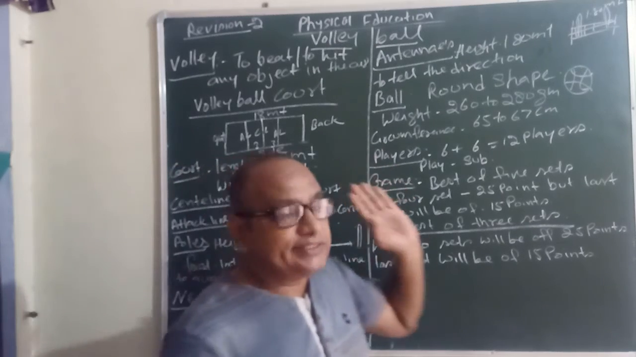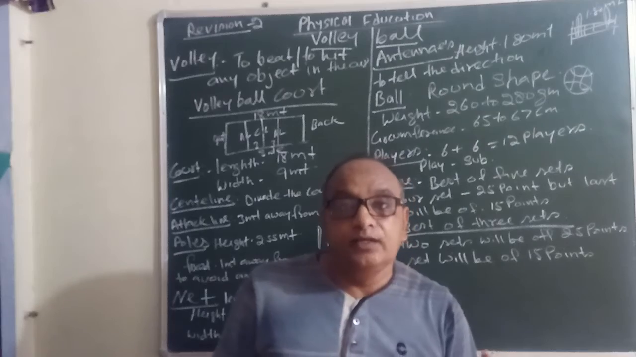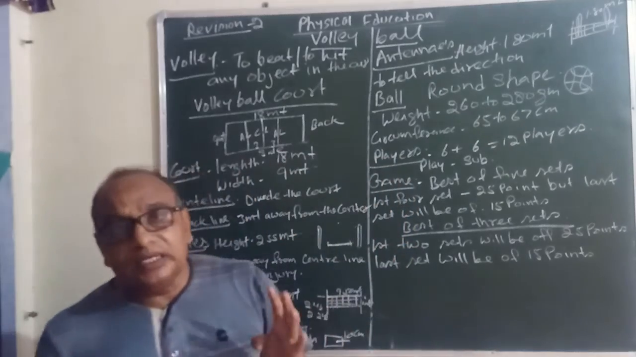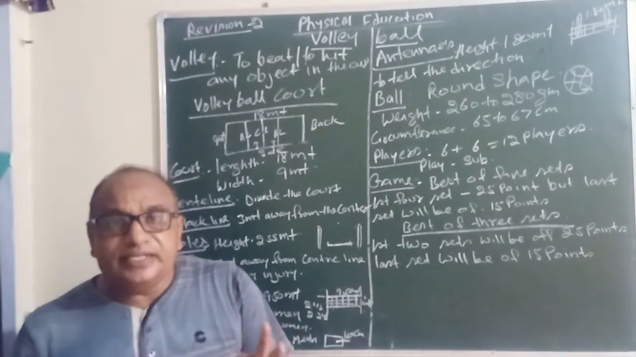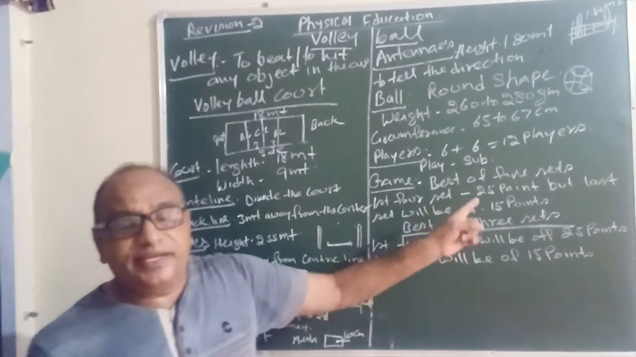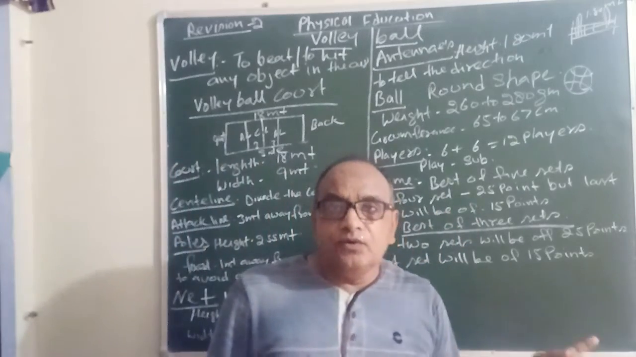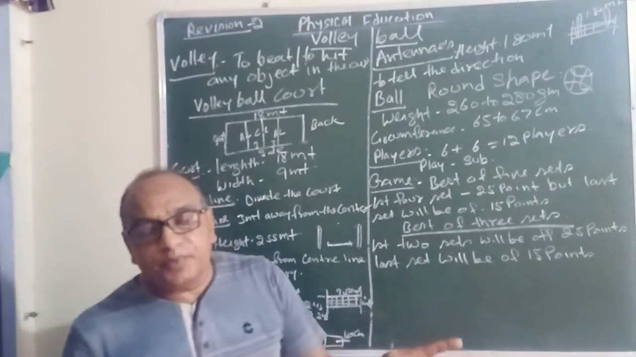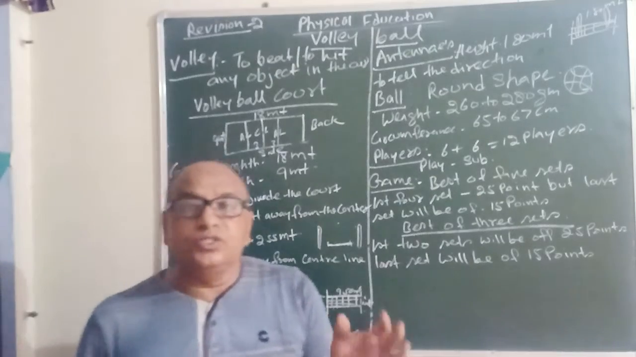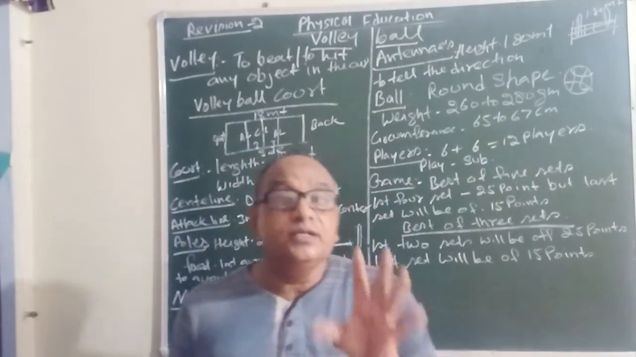And players, how many players are there in the game of volleyball? Total 12 players are there. 6 players in the field for play, and 6 players will sit outside on the substitution bench for their substitutions.